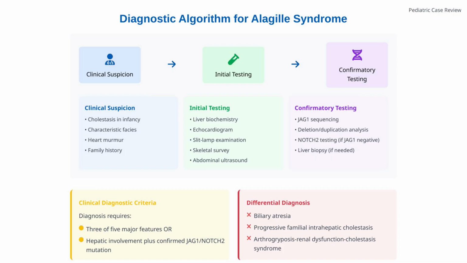Liver biopsy may be needed in certain cases. Clinical diagnosis requires 3 of 5 major features or hepatic involvement, plus a confirmed JAG1 or Notch 2 mutation. Important differential diagnoses include biliary atresia, progressive familial intrahepatic cholestasis, and arthrogryposis renal dysfunction cholestasis syndrome.